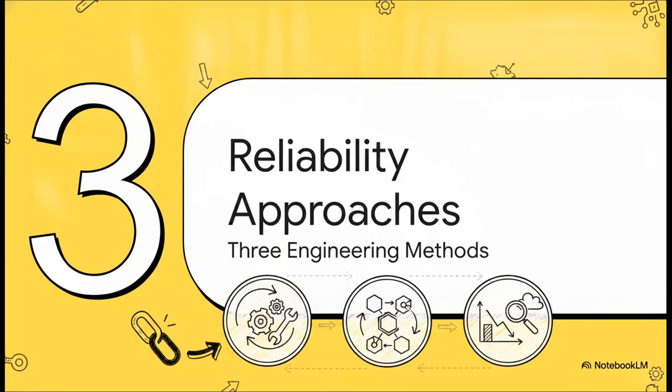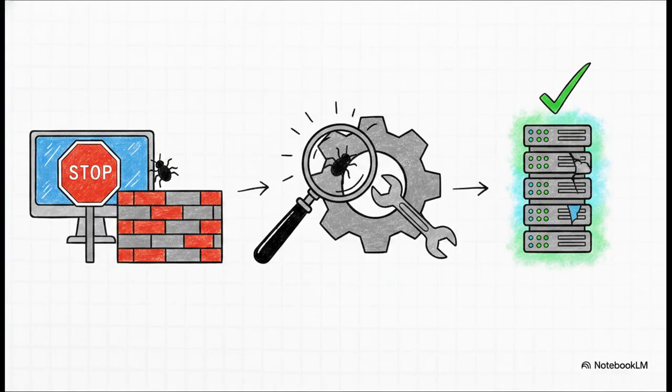Let's head into Part 3, 3 approaches to reliability. All right, so now that we understand Randell's chain of failure, how do we as engineers actually minimize these issues in the real world?